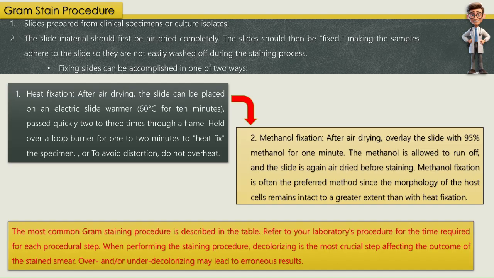To avoid distortion, do not overheat. 2. Methanol fixation. After air drying, overlay the slide with 95% methanol for 1 minute. The methanol is allowed to run off, and the slide is again air-dried before staining. Methanol fixation is often the preferred method since the morphology of the host cells remains intact to a greater extent than with heat fixation. The most common gram staining procedure is described in the table.